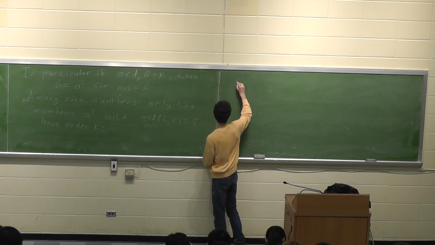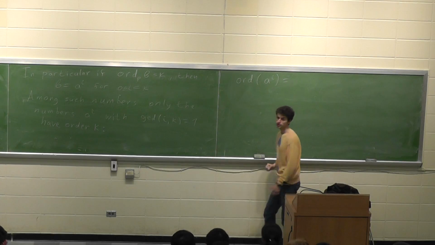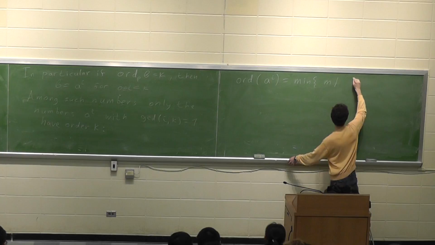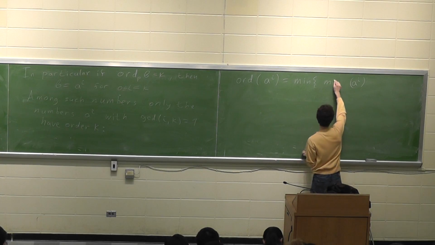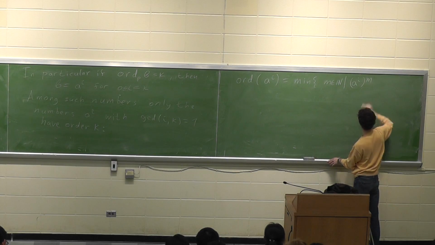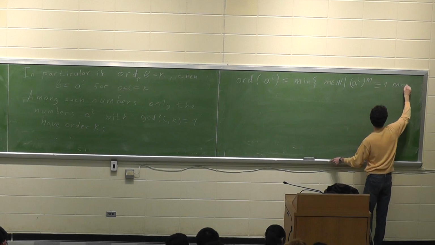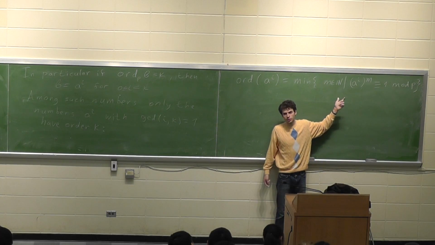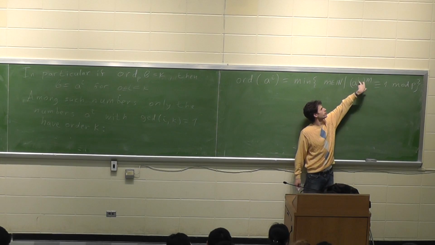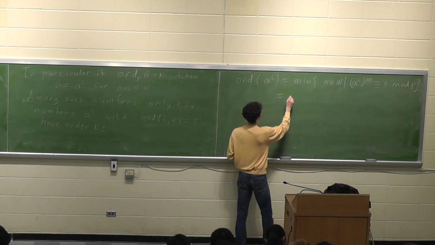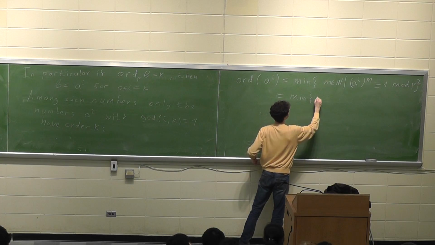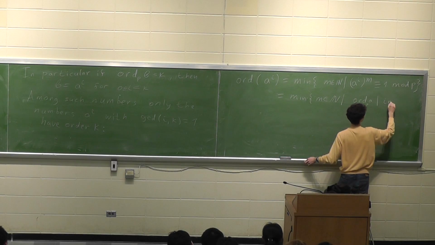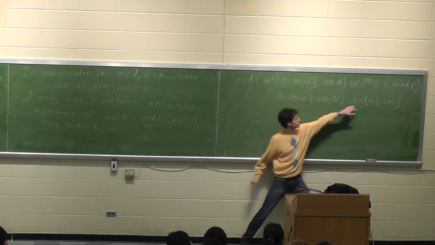Well, what is the order of a to the power i? By definition, it's the minimal natural number m such that a to the power i, to the power m, is congruent to 1 modulo p. But if I know the order of a, then I know that this thing is equal to 1 modulo p if and only if the order of a divides i times m. So I can say that this is the minimal natural number m such that the order of a divides i times m. It's just the same thing.